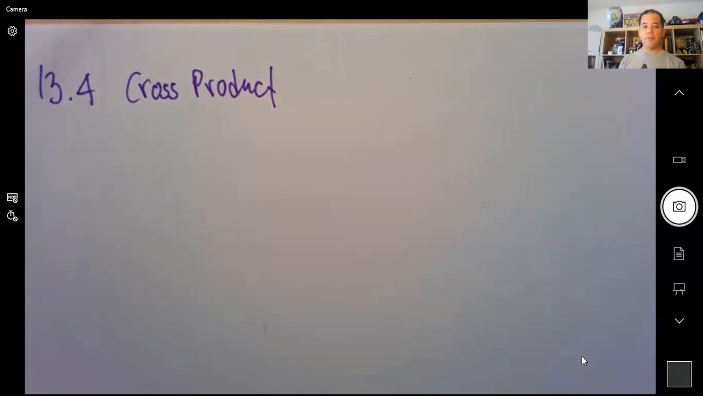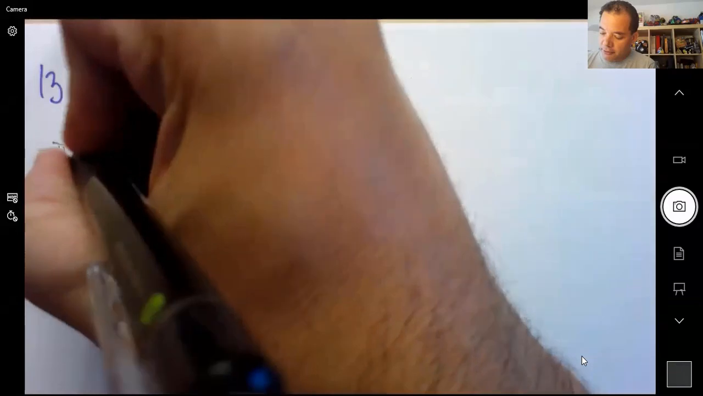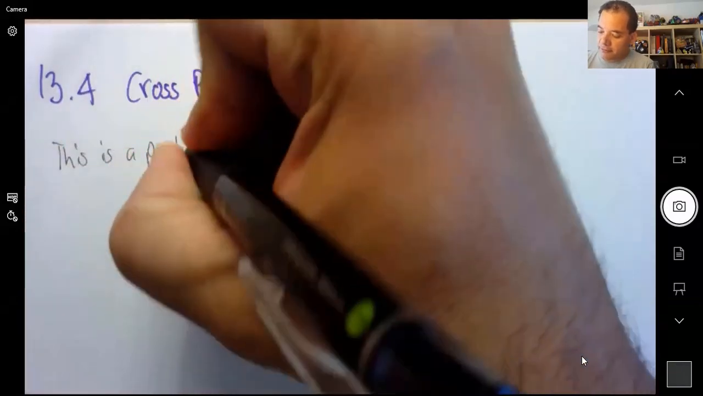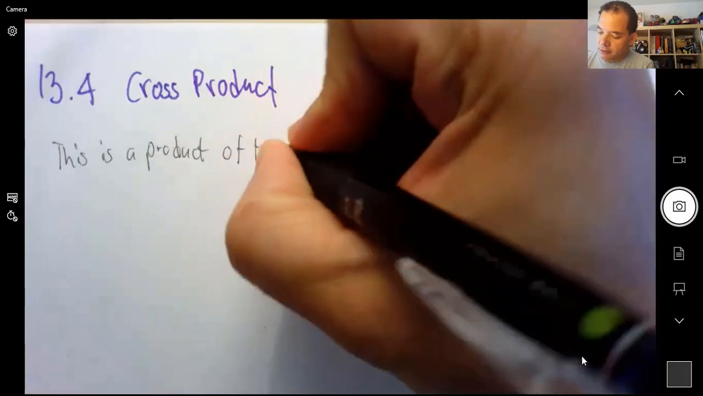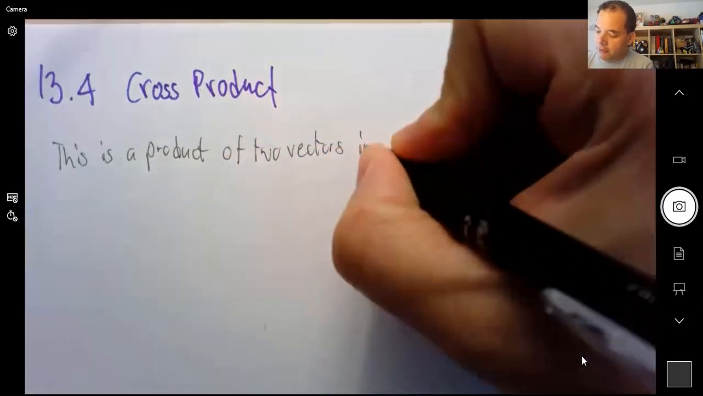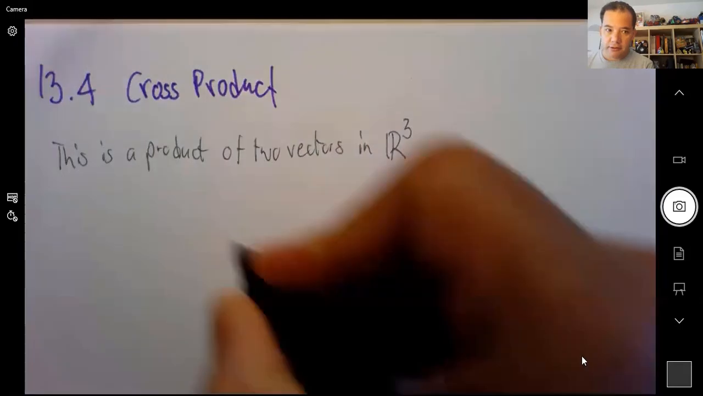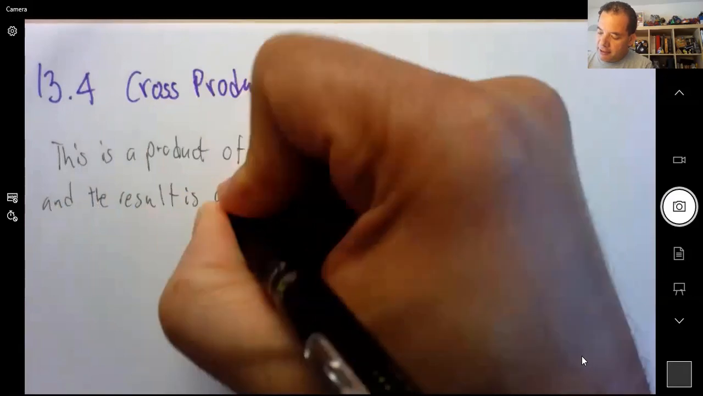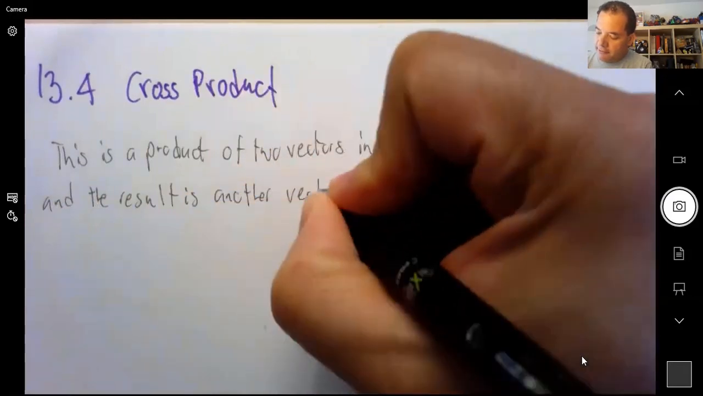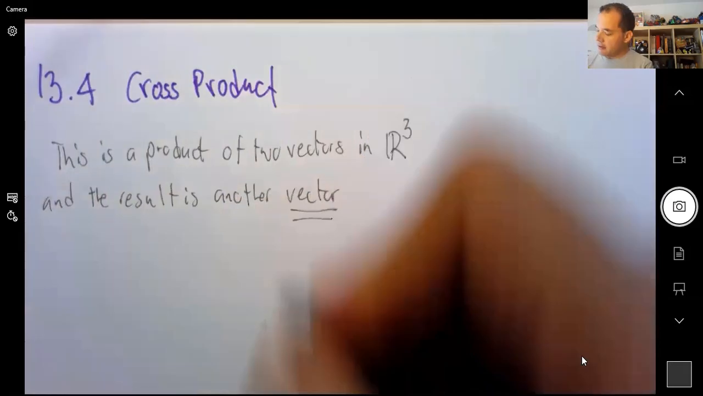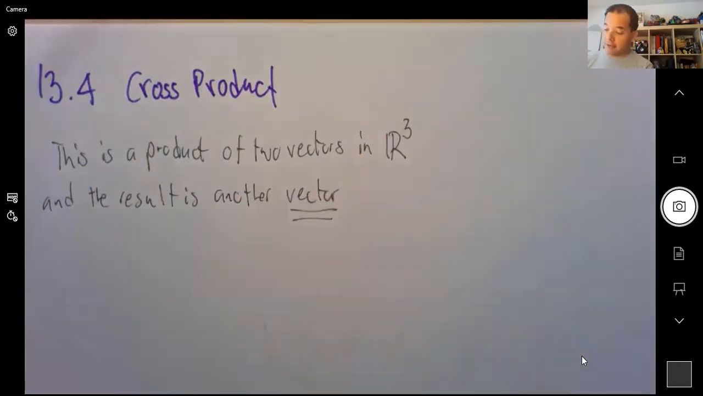Essentially, this is a product which is different from the dot product in the sense that you do the cross product of two vectors and you end up getting a vector. So this is a product that takes two vectors in R3. It only works in 3 dimensions. And the result is another vector.